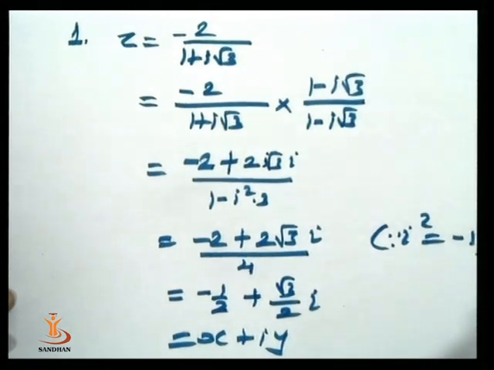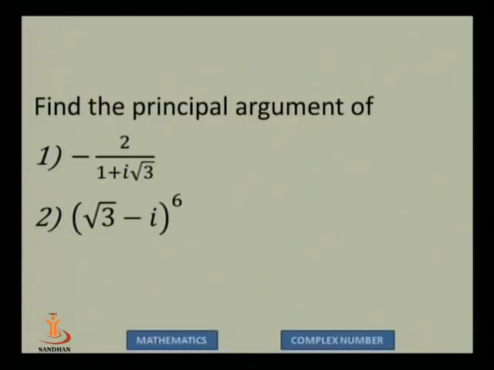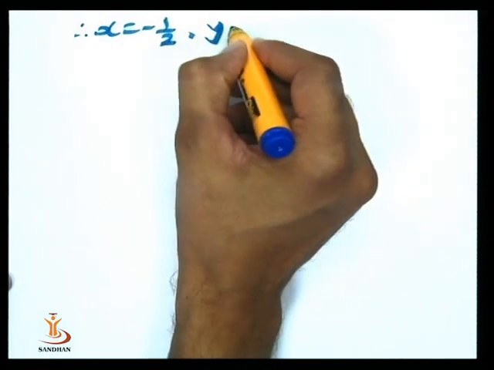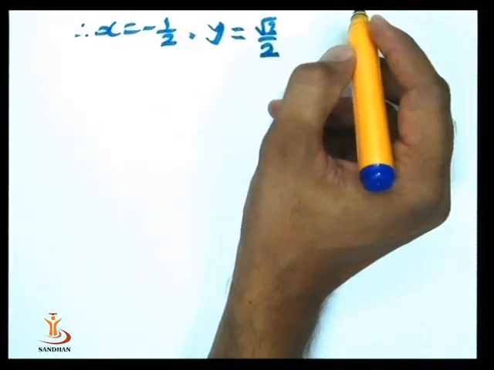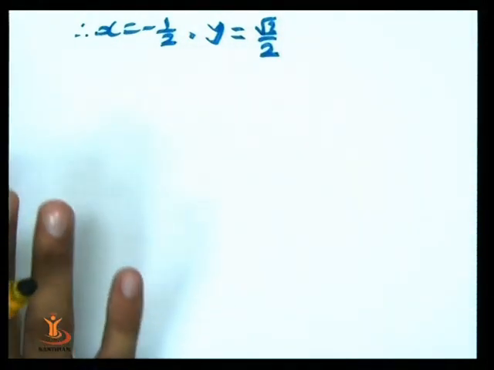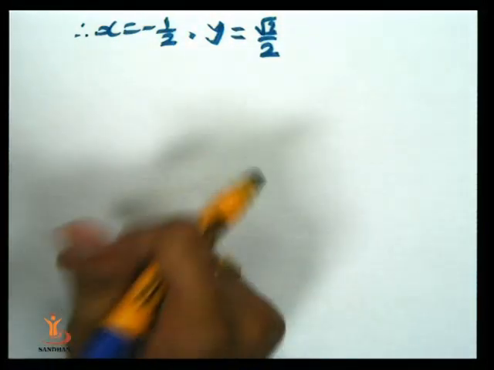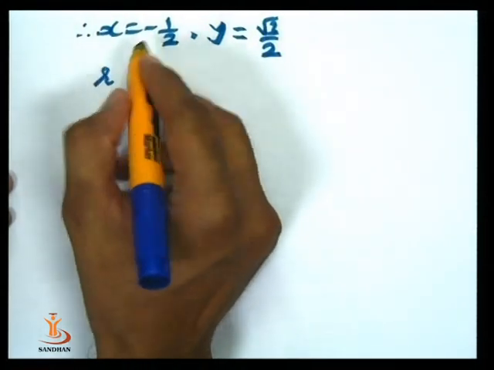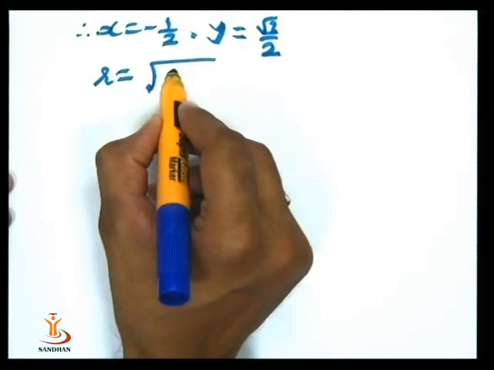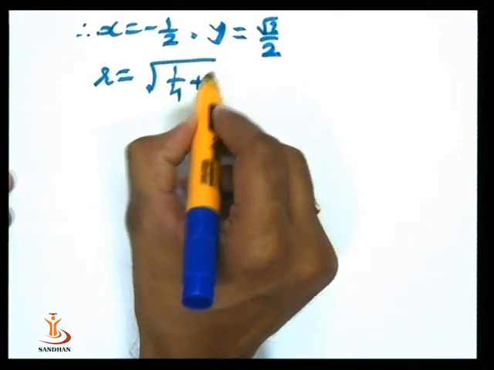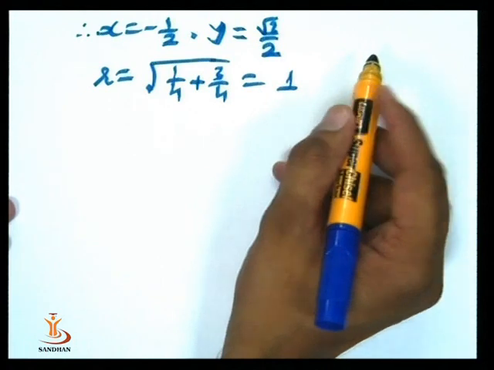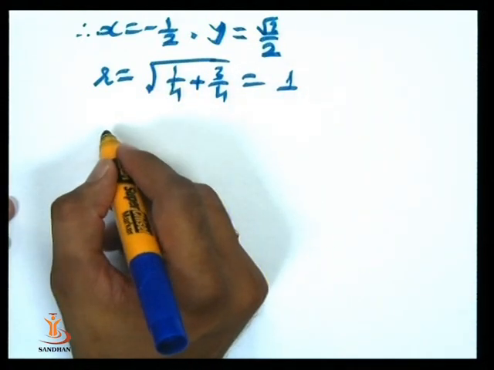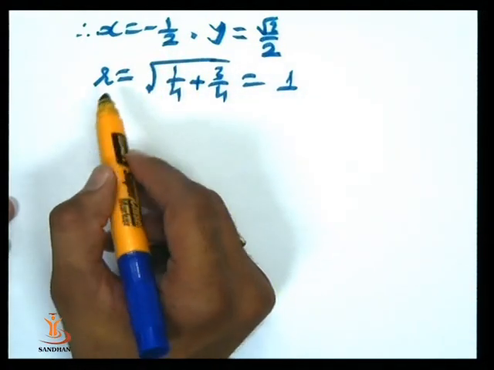So we have converted this complex number into its standard form, x plus iy form. So we have x equal to minus 1 upon 2, y equal to root 3 upon 2. So the modulus of this complex number is r equal to under root of 1 by 4 plus 3 by 4, that is 1. And suppose we want to obtain the principal argument of this complex number.